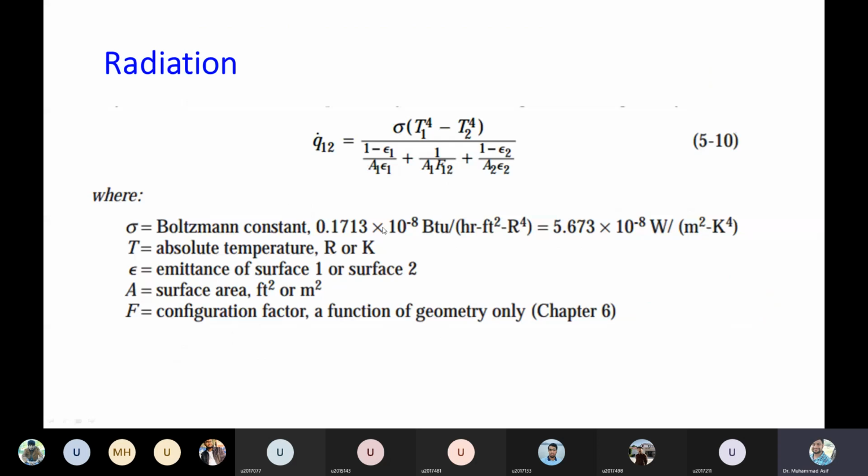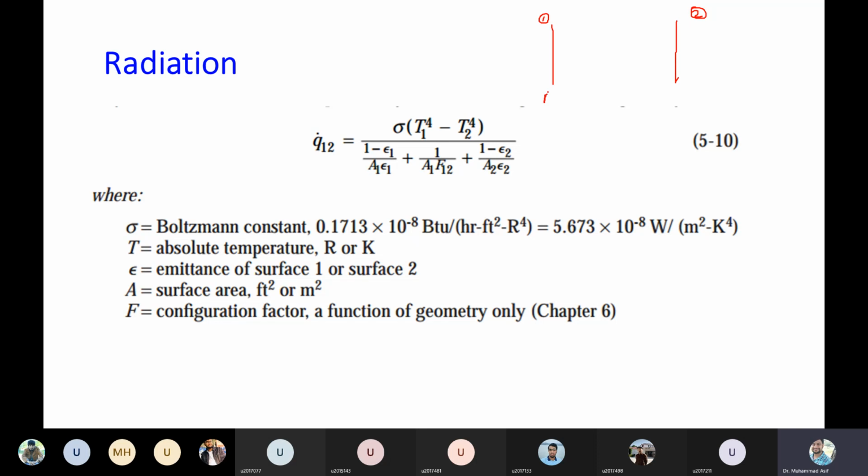Right, and how to calculate the heat transfer because of the radiation? One way is that we calculate the resistance, right? Again, for radiation, if there is a temperature gradient between two surfaces, then there will be radiation transfer from one surface to another surface. Let's say we have two surfaces, surface 1 and surface 2.